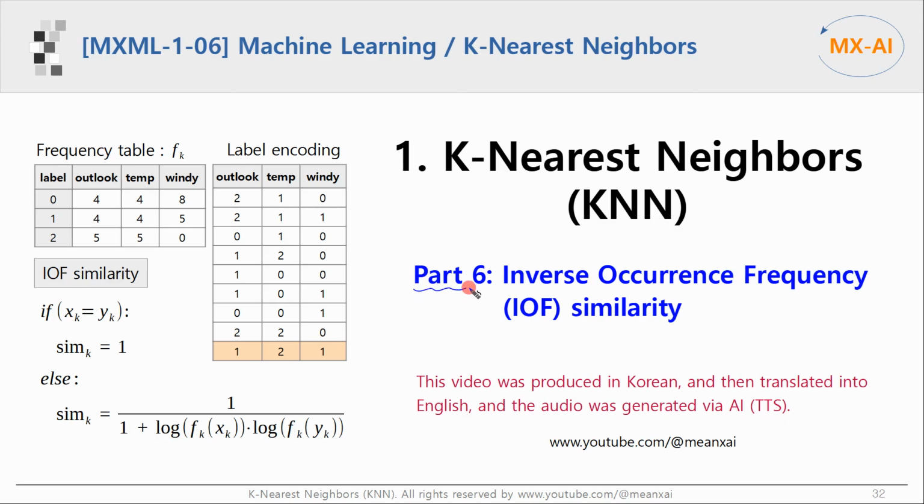This is part 6 of a series on KNN. In this video, we'll look at the inverse occurrence frequency, IOF, similarity, or distance for handling categorical data.